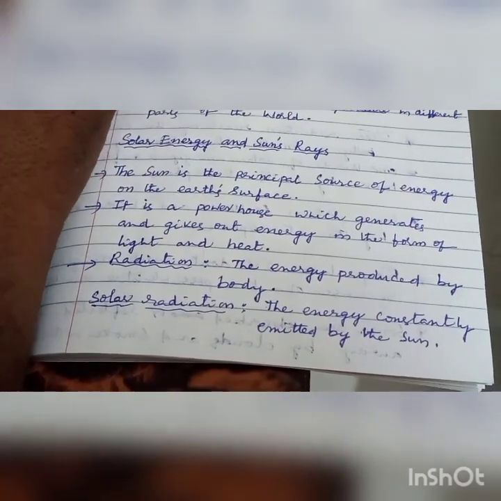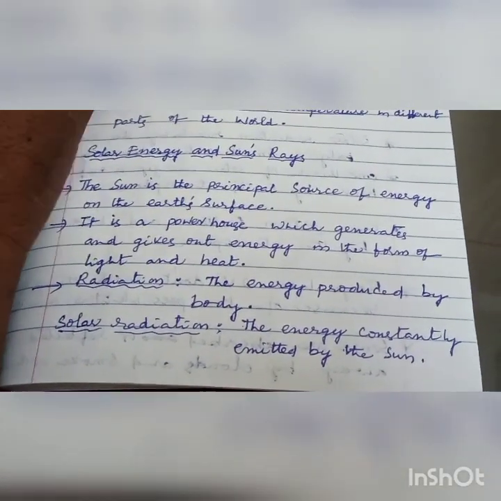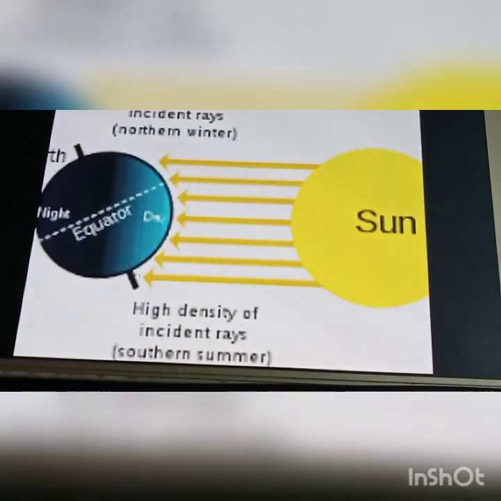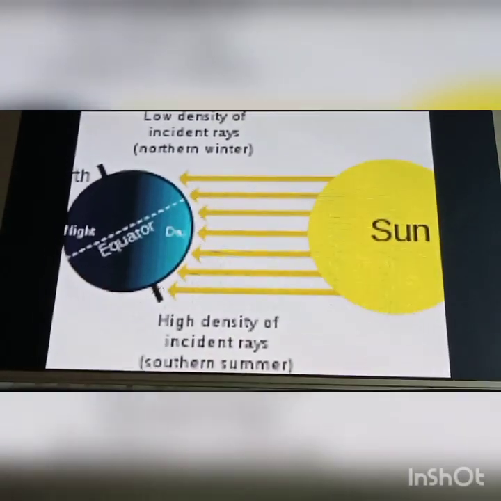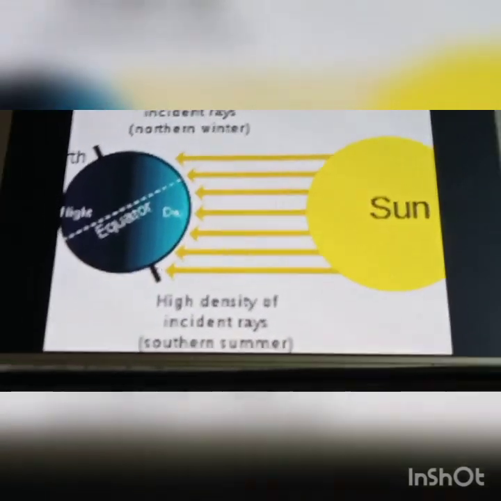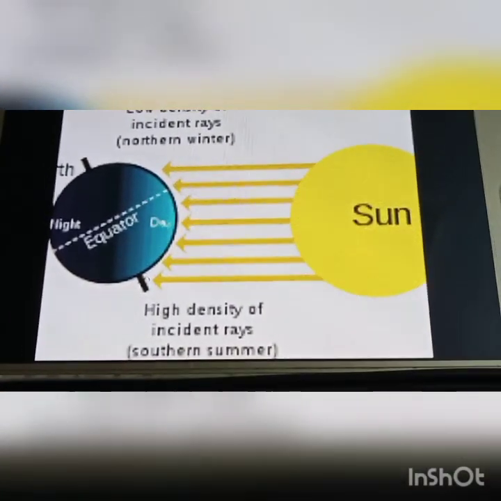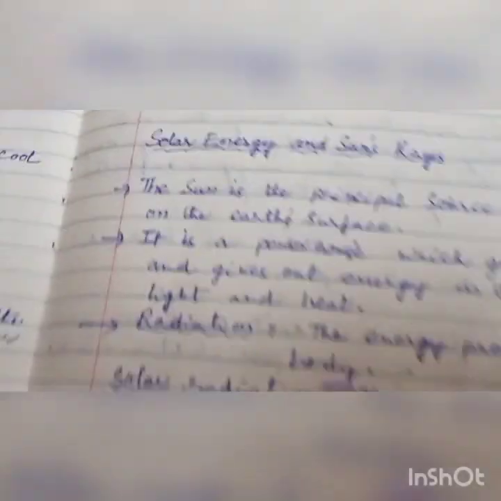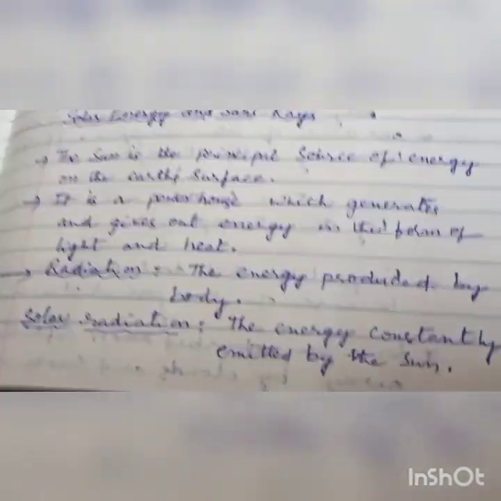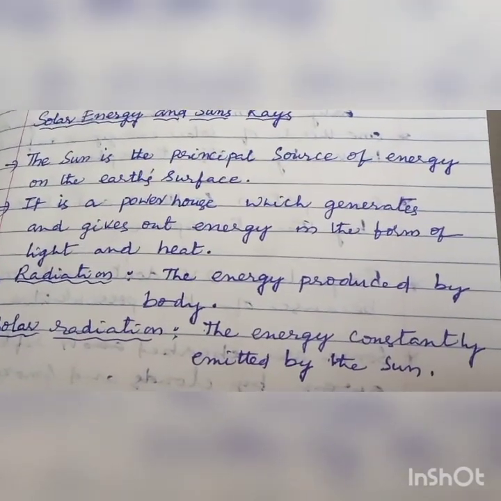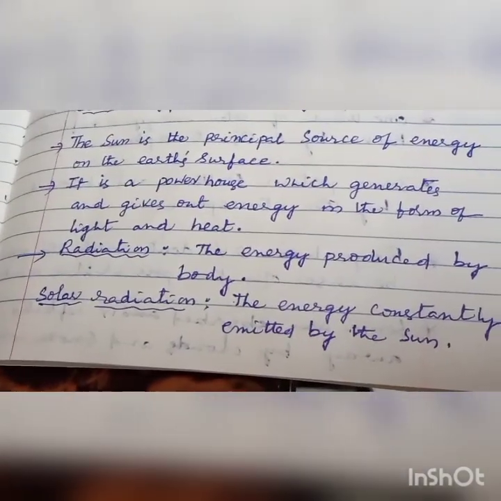What is radiation? For example, if a boy comes and says, I am so energetic, what is meant by that? He is so fit physically and mentally also. Similarly, radiation means the energy produced by a body; we call it radiation. The energy produced by a body, or which gives out energy, is known as radiation.